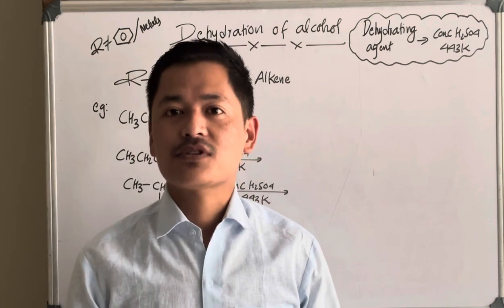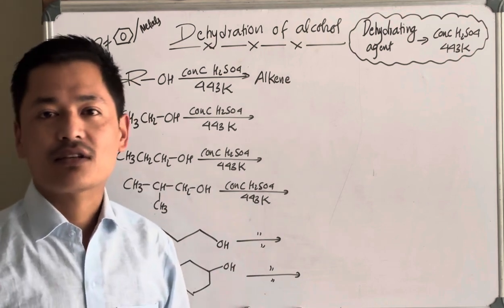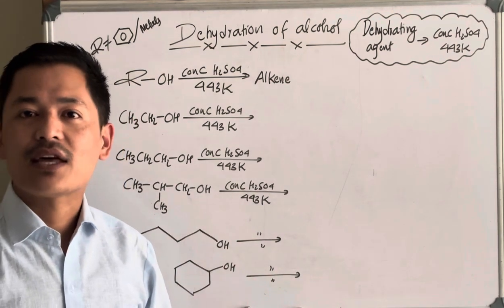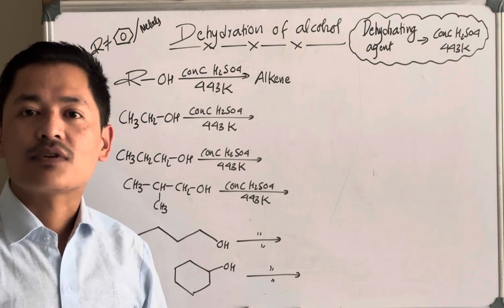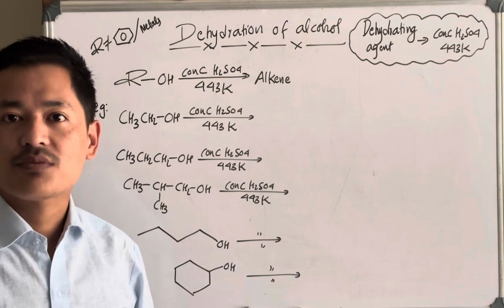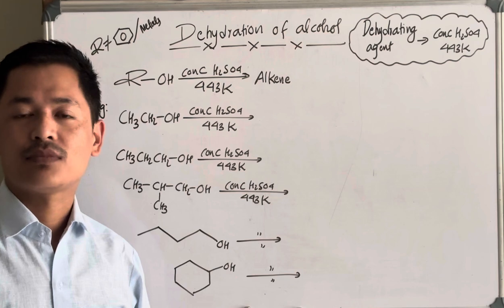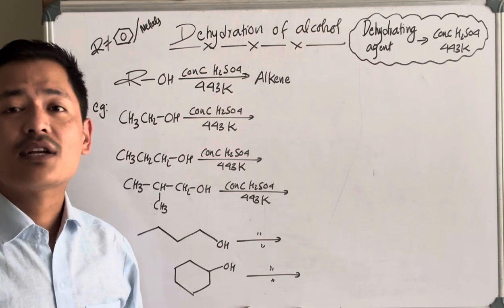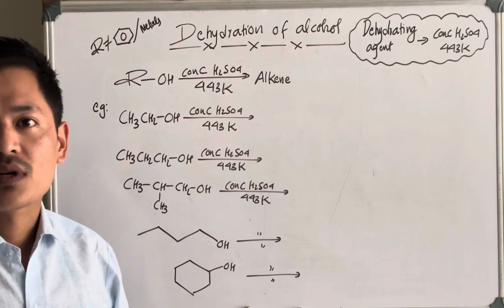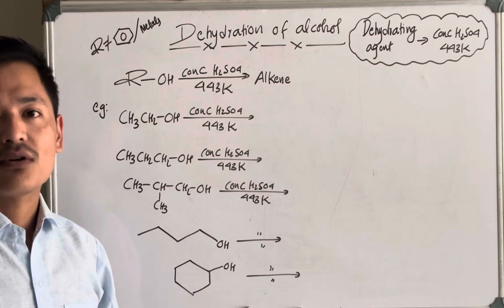For the first video, I'm taking this topic, dehydration of alcohol. This is important for both class 11 and 12 students. For class 11, it is in the hydrocarbon section in organic chemistry, and for class 12, it is in the reactions of alcohol. It is also important for NEET and JEE aspirants. So let us dive into the topic.